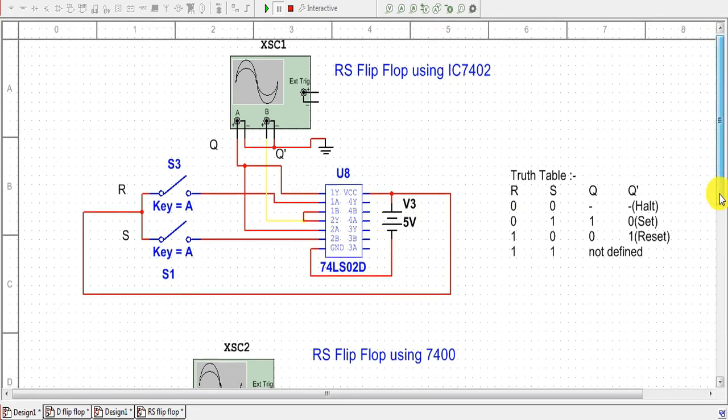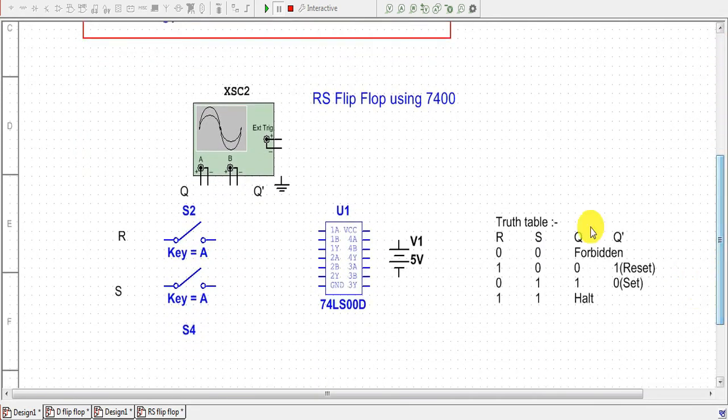IC 7400. And now quickly we will construct the RS flip-flop using IC 7400. For this, the first switch is connected to the input terminal of the first NAND gate, and the second switch is connected to the input terminal of the second NAND gate. The output terminal of the first NAND gate is connected to the first channel of the oscilloscope, and the output of the second NAND gate, that is the sixth pin, is connected to the second channel of the oscilloscope, and both the negative terminals of the oscilloscope are connected to ground.